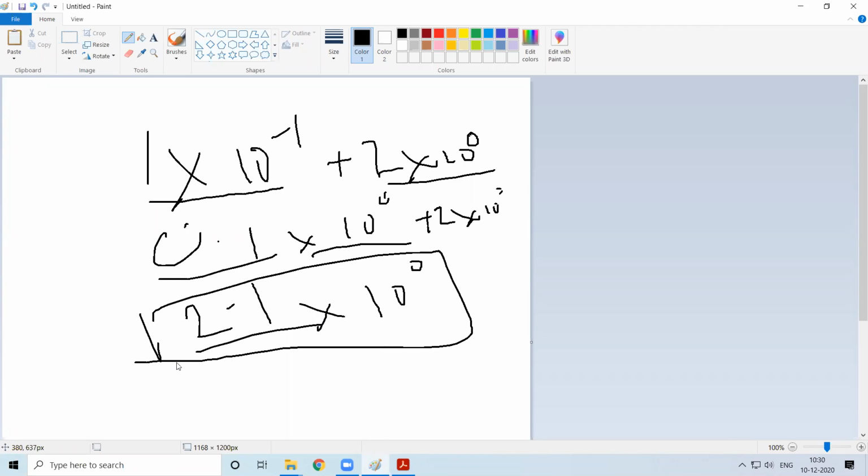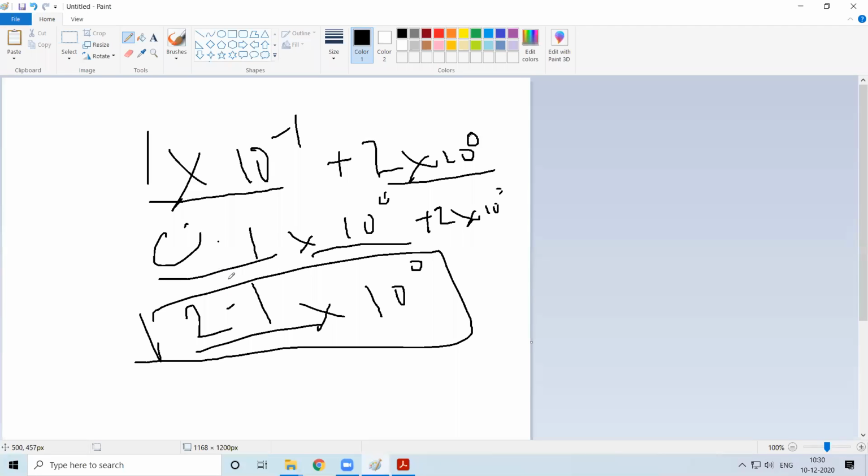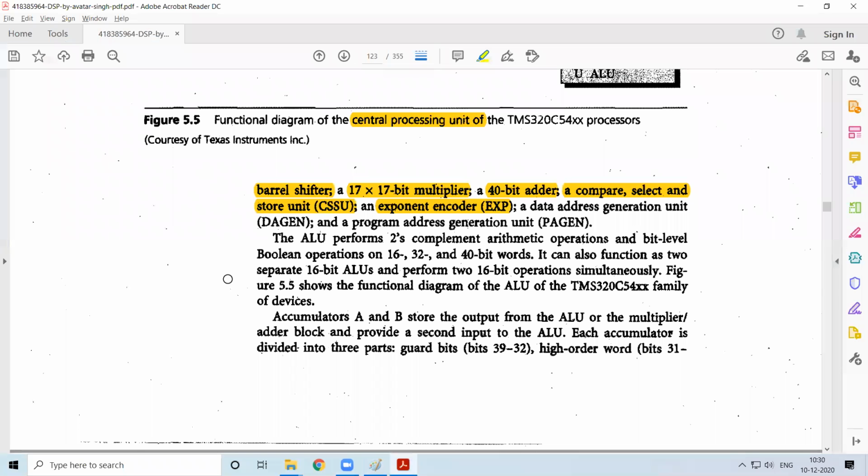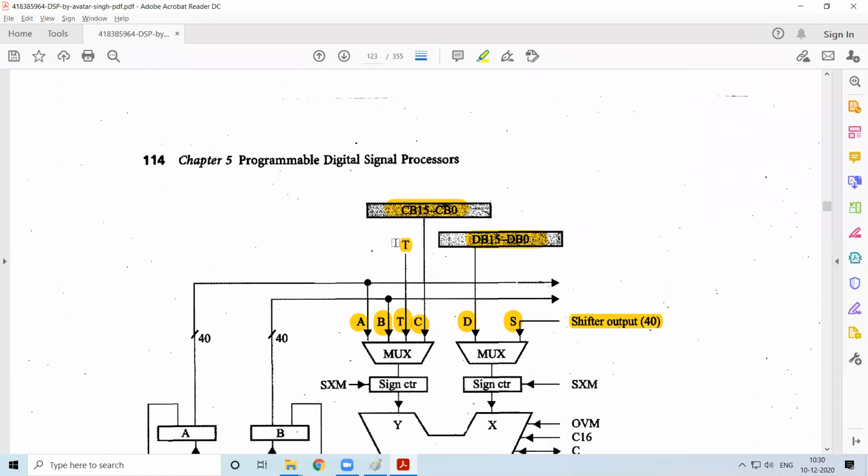For such kinds of operations, I can go for the exponent encoder, EXP encoding. Basically, it is nothing but scaling of the exponent value in your fractional numbers. So this is what it does. Then apart from that, since you have to fetch the data, you should know the location where the data is.